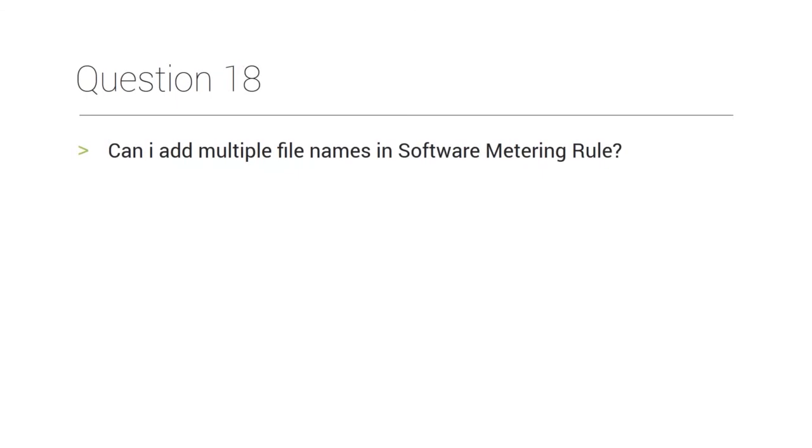The next one is, can I add multiple file names in a software metering rule? The software metering rule lets you know the usage statistics using the executable name that gets launched in your task manager. So you cannot have more than one file in one rule. It's for monitoring a specific software, so you'll be able to choose only one file in a software metering rule.